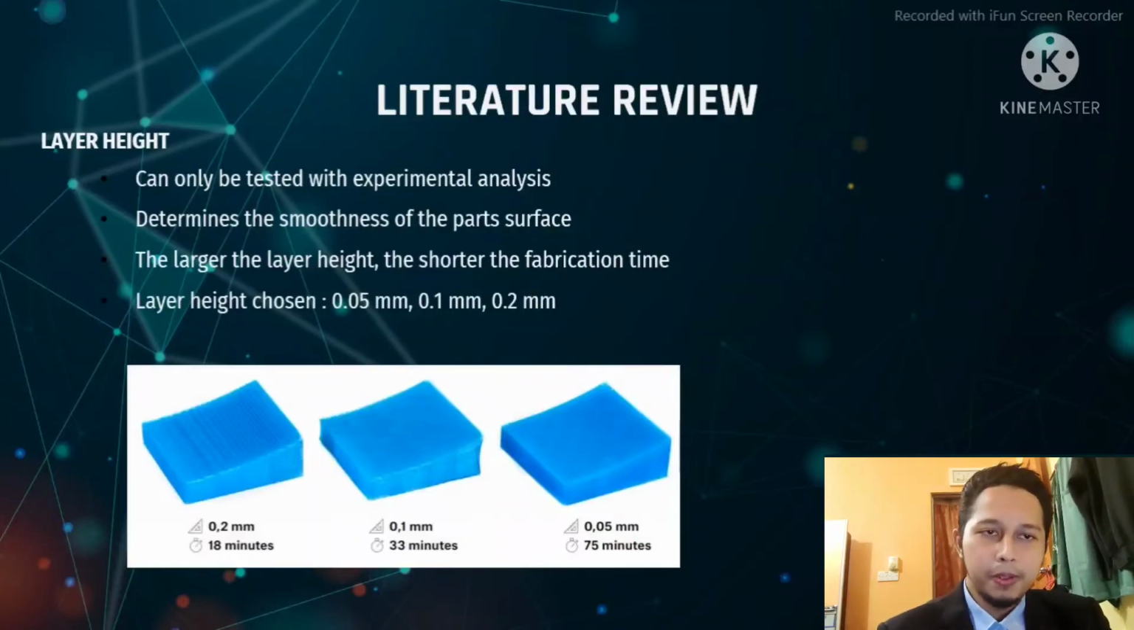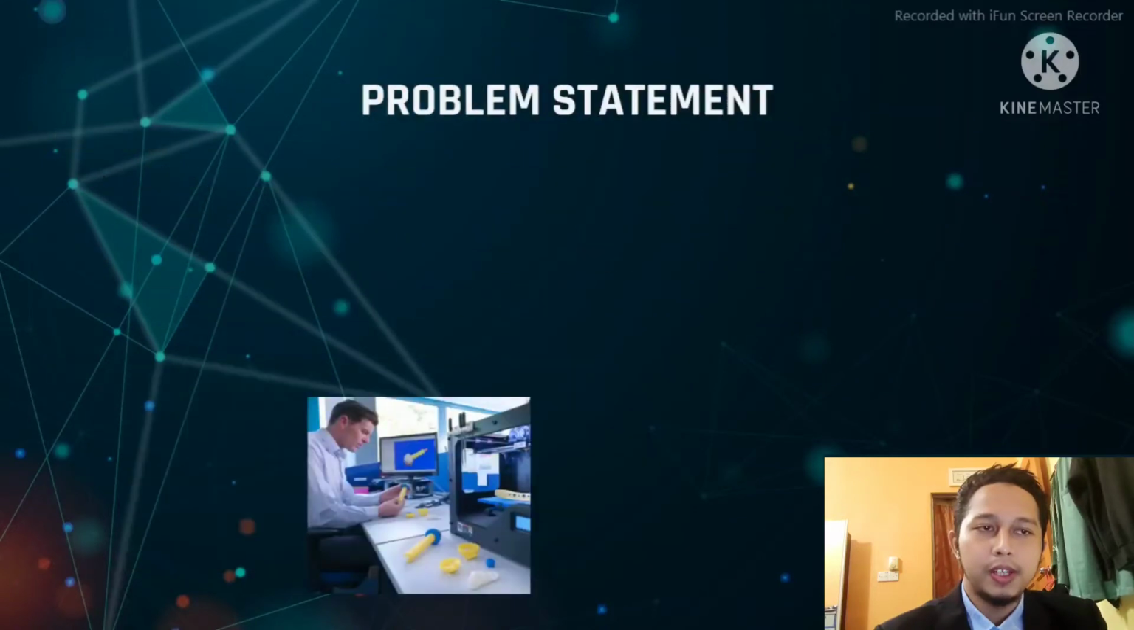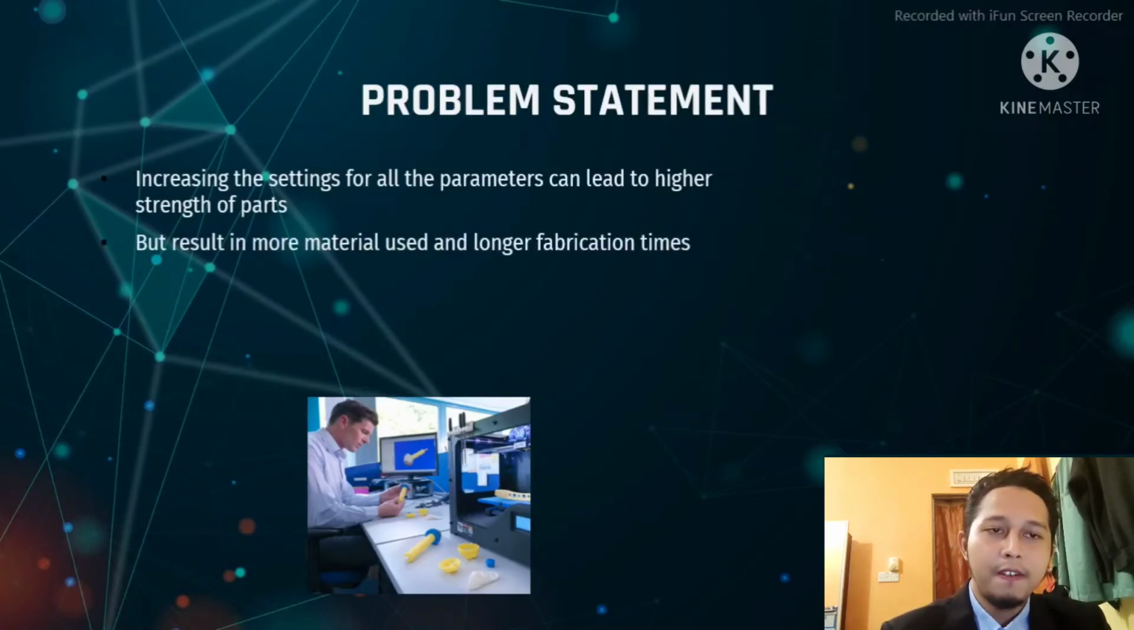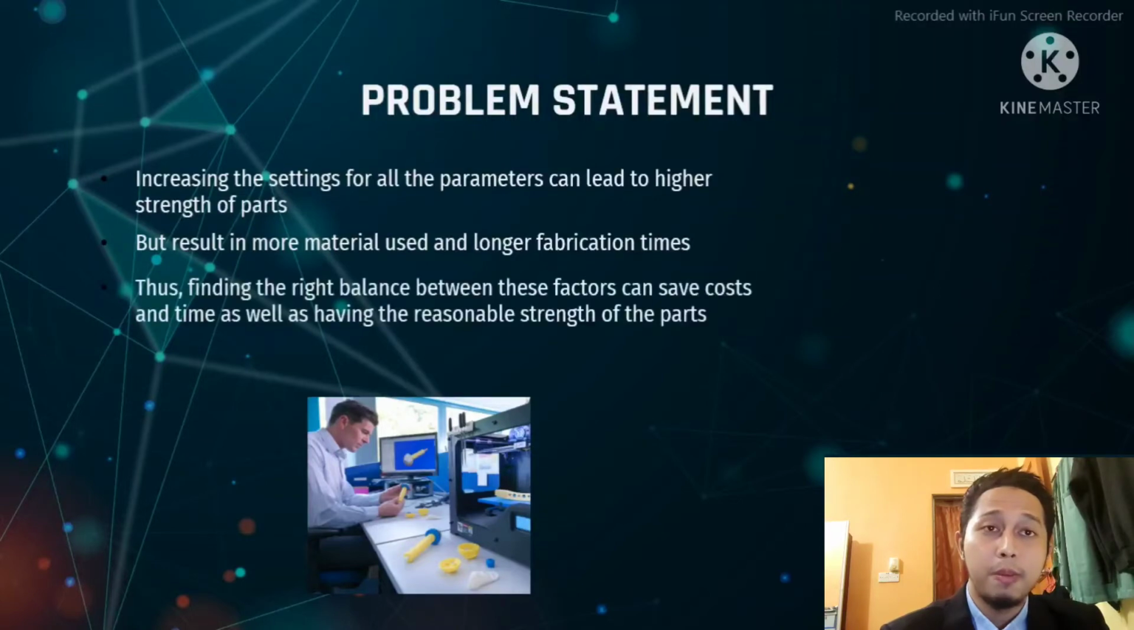For the problem statement, increasing the settings for all the parameters, which are the infill density, wall perimeter, and layer height, can lead to higher strength of parts, but at the same time result in more material use and longer fabrication times. Thus, finding the right balance between these factors can save costs and time, as well as give reasonable strength of parts. Plus, mechanical properties of PLA for different parameter settings are not available yet.